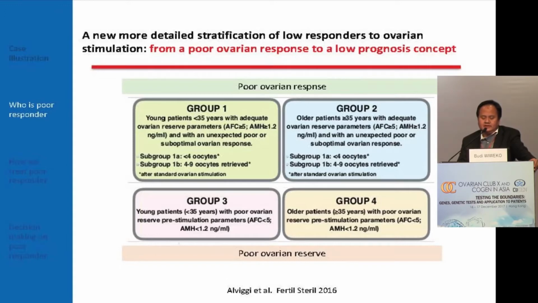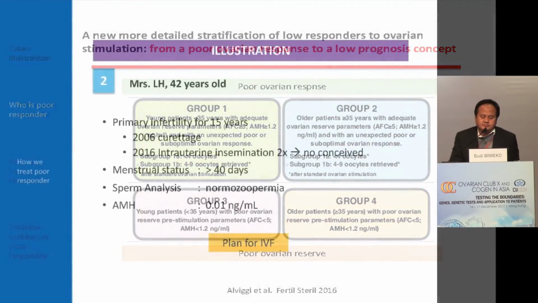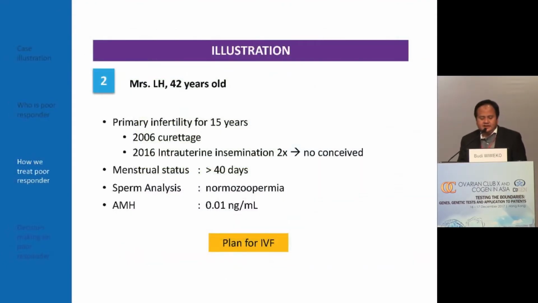But group 1 is better than group 2 because this is less than 35, and group 3 is also better than group 4. So if we can, we use high-dose gonadotropin; for group 2 and group 3 maybe we can consider recombinant LH supplementation, and group 4 I think is appropriate for dual ovarian stimulation. And another case is case number 2.